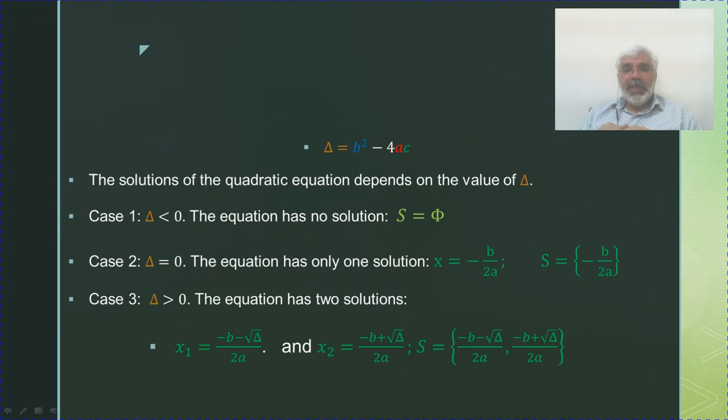Now, delta equals b squared minus 4ac. Well, as I said, the solution of a quadratic equation may have 3 choices: either 2 solutions, 1 solution, or no solutions. It depends mainly on the discriminant. This is called the discriminant, which is delta, which equals b squared minus 4ac.